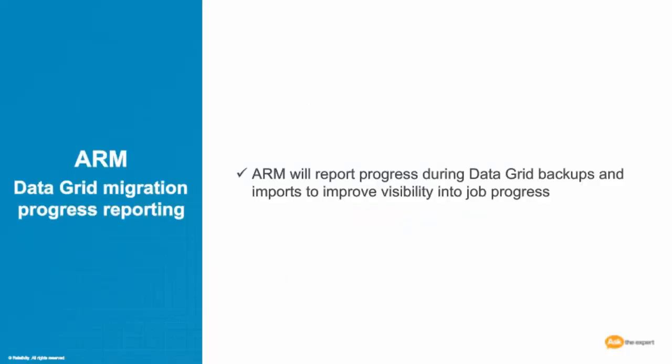For the ARM tool, we've added more reporting for data grid backups. So we will be showing percentages between 0 and 100% for more clarity around the status of data grid backups as well as restores.